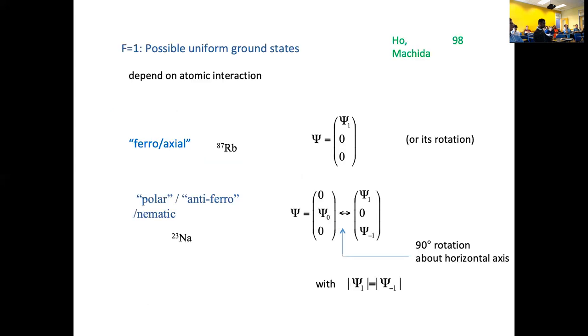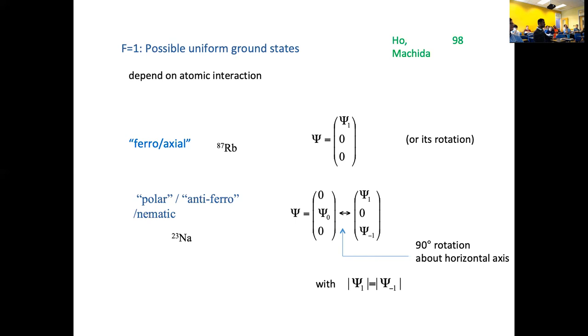Now, let me go to the spin-1 condensate, and first I have to remind you what the possible ground states are. And that was worked out many years ago, first by Tin-Lun Ho and Masahito Ohmi and Kazushige Machida. The answer depends on the atomic interaction, something that I will not go into, but there are actually just two cases.